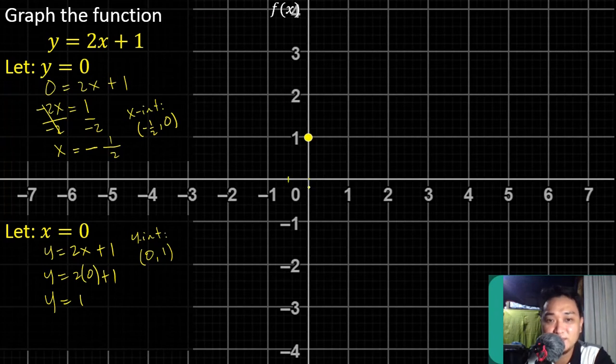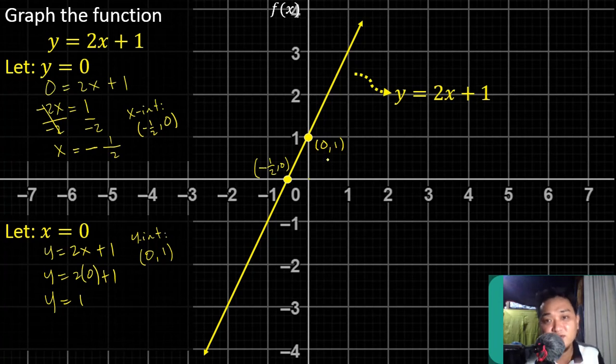Check natin kung tama. Yan. So, nandyan yung banda. The coordinate for this point is negative 1/2, 0. Yan po yun. Paano yung 0, 1? So, napakadali, 0, 1. This is 0, 1. Ganun po. And then, all we have to do now is to connect those points. So, we now have the graph for y is equivalent to 2x plus 1.